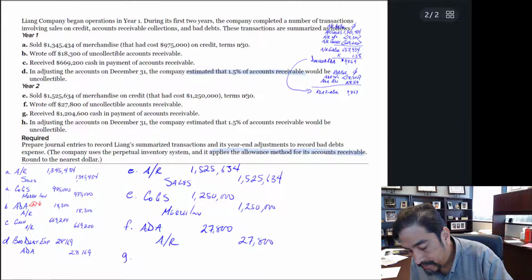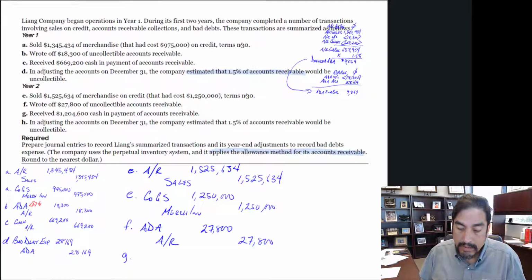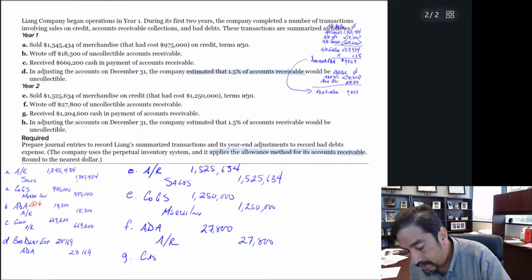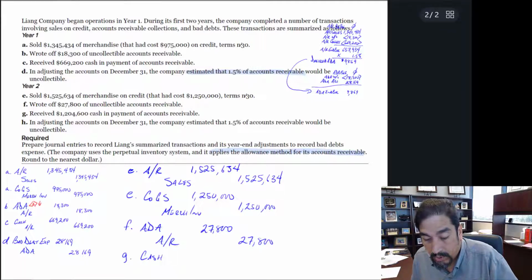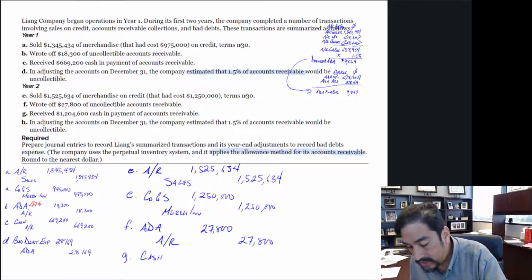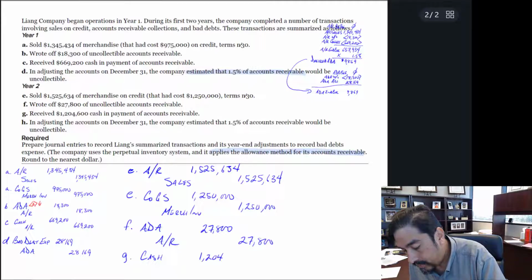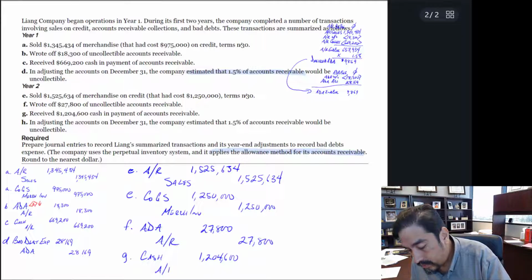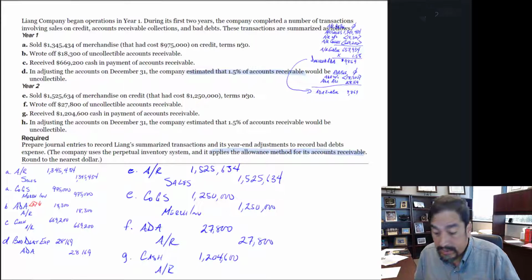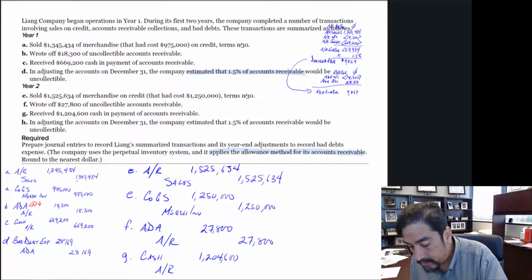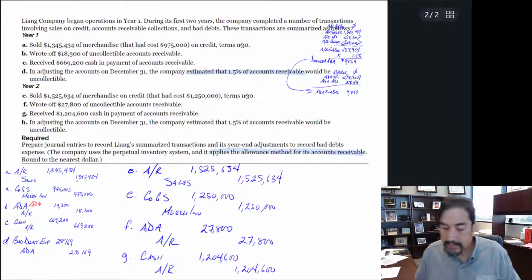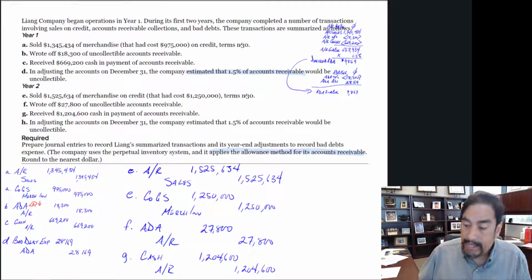And then G, collection. So debit cash for $1,204,600, and credit accounts receivable, we're reducing it. Customers made this big payment, $1,204,600. So there's E, F, and G.